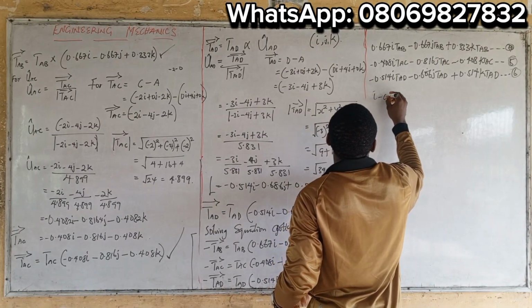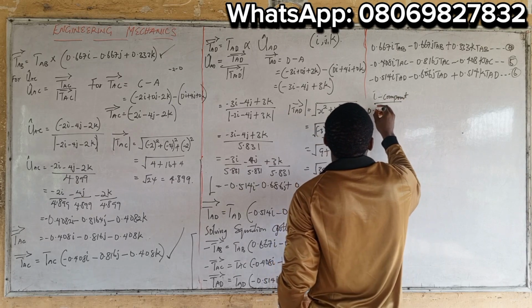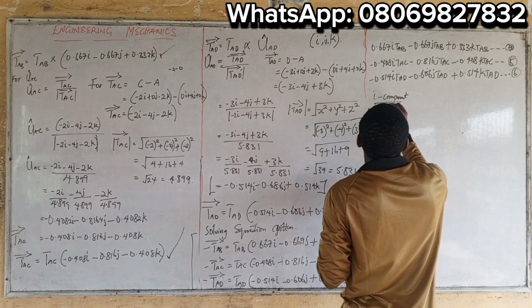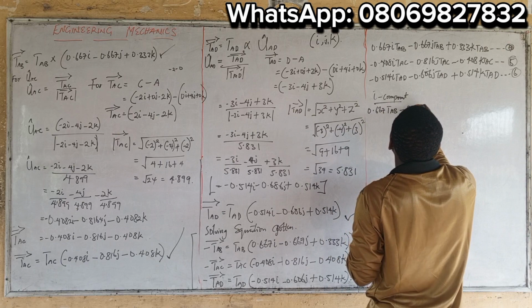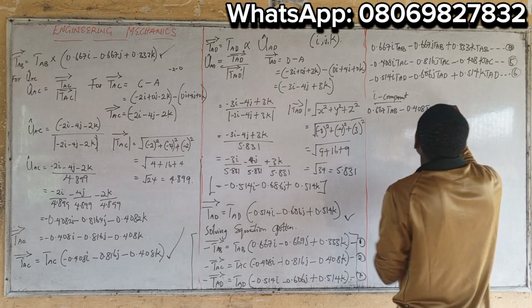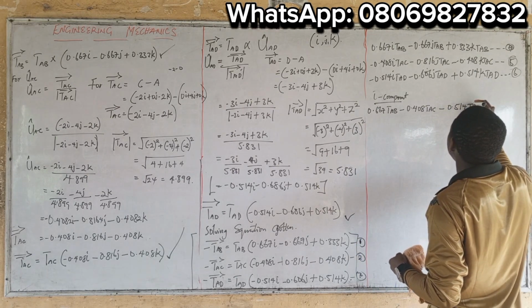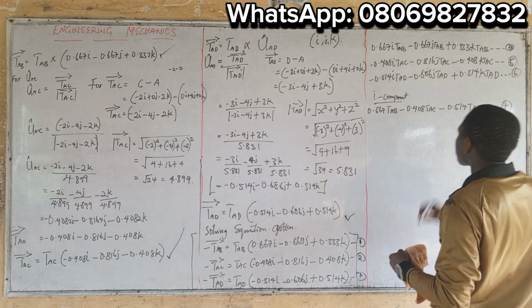For your I component, you simply have 0.667. Since you are grouping them to I component, you have TAB here. The next one is minus 0.408 TAC. While the last one is minus 0.514 TAD. So this is your equation 7.